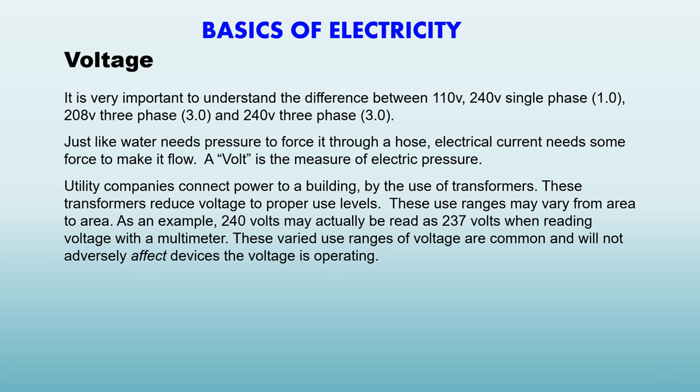Utility companies connect power to a building by the use of transformers. These transformers reduce voltage to proper use levels. These use ranges may vary from area to area. As an example, 240 volts may actually read as 237 volts when reading voltage on a multimeter. These varied use ranges of voltage are common and will not adversely affect the devices the voltage is operating.